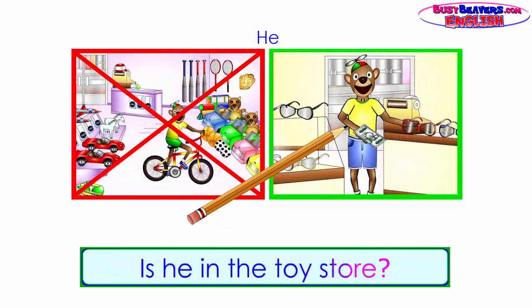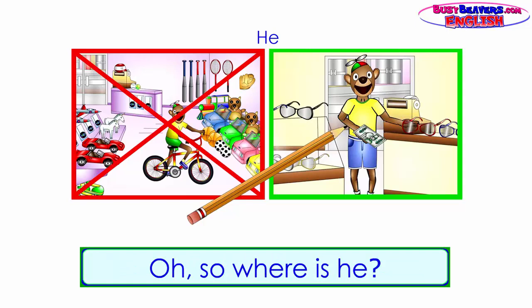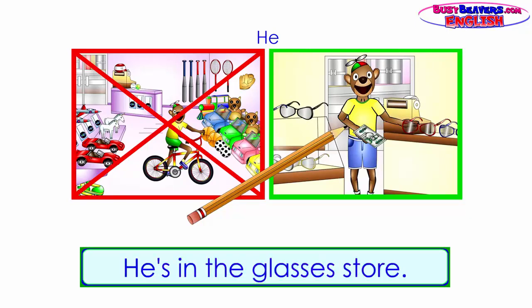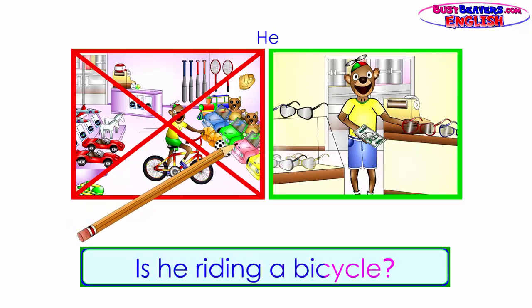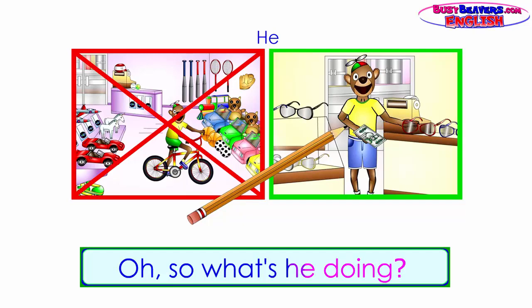Is he in the toy store? No, he isn't in the toy store. Oh, so where is he? He's in the glasses store. Is he riding a bicycle? No, he isn't riding a bicycle. Oh, so what's he doing?